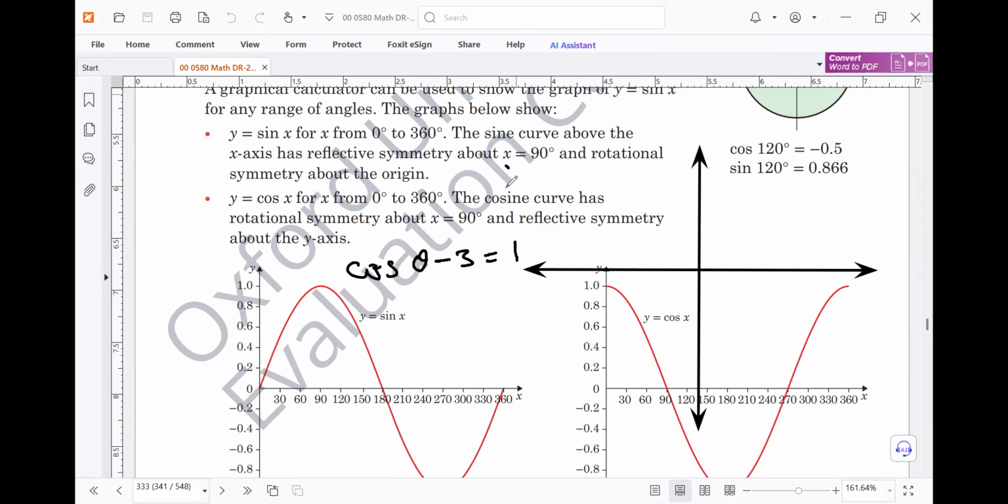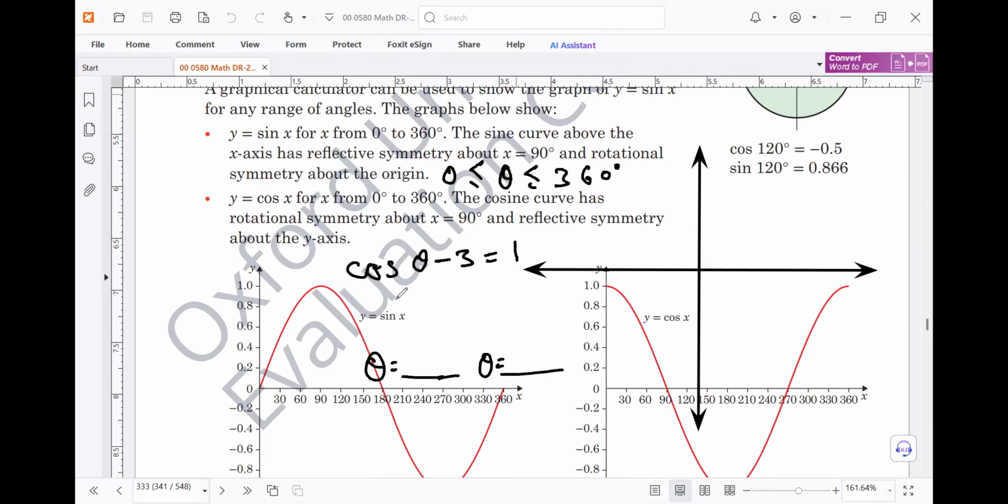Where cos theta upon 3 is equal to 1. Cos theta minus 3 is equal to 1. And they give you 0 is less than or equal to theta is less than or equal to 360 degrees. Find the two possible values of theta. So cos theta is equal to 4. Huh?